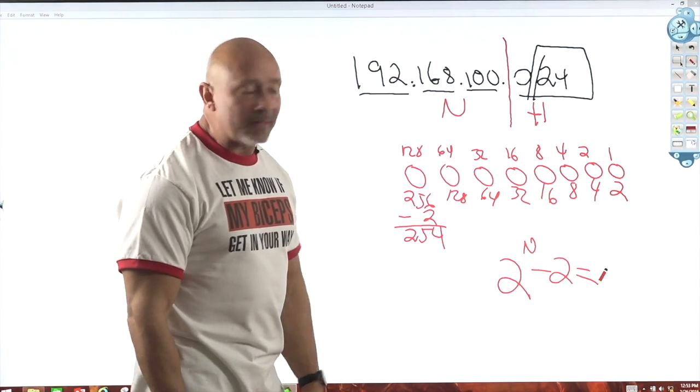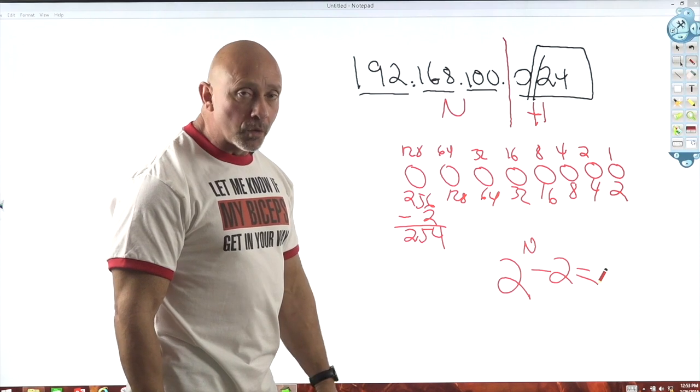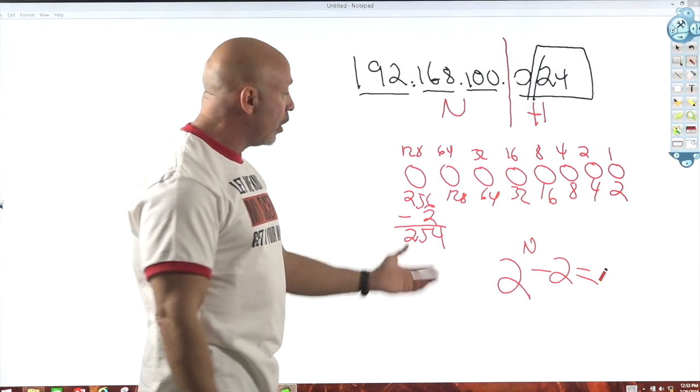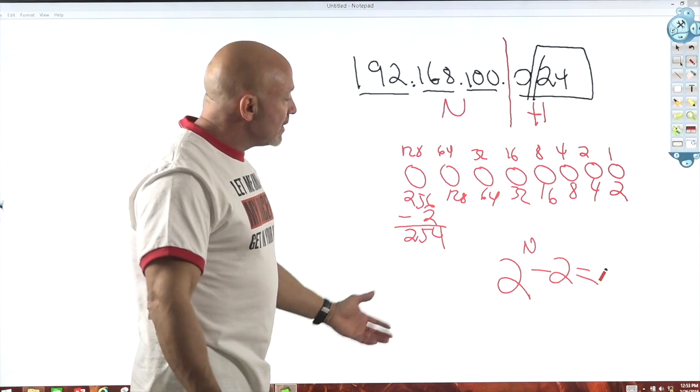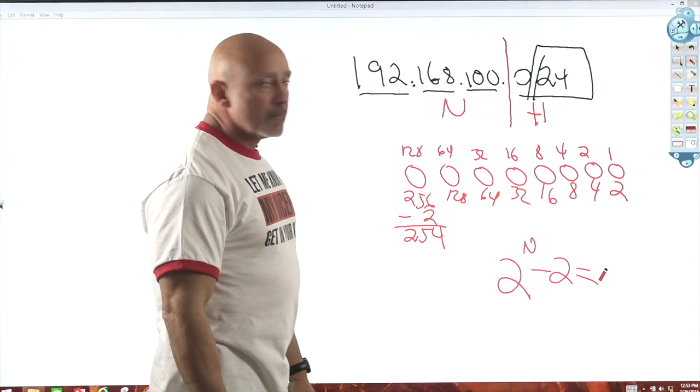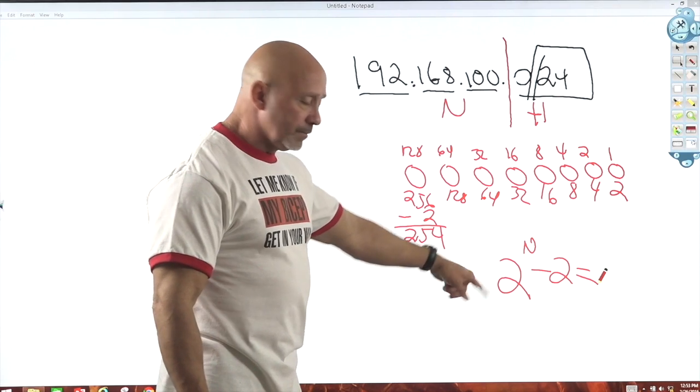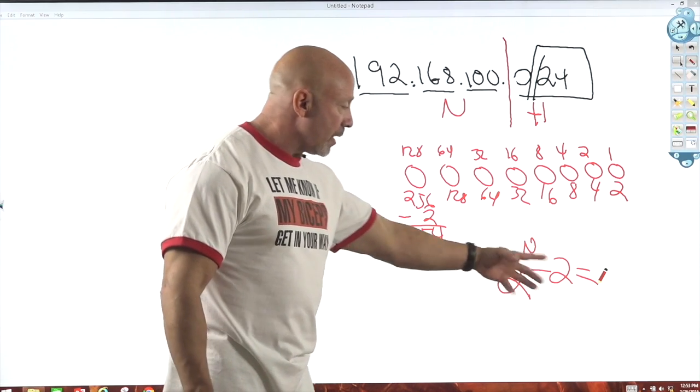Isn't that the formula that you use to calculate hosts or networks? 2 to the n minus 2. Okay? That's it. This is the number of bits. You take the number of bits for that exponent, subtract 2, there you go.